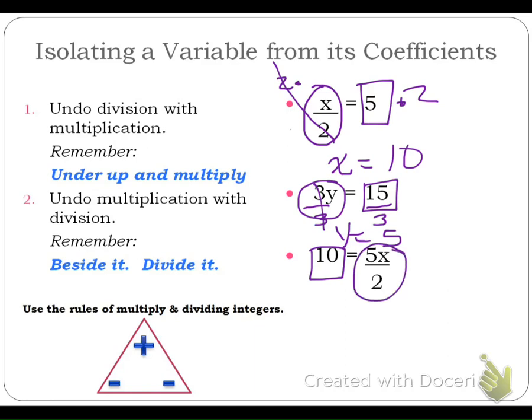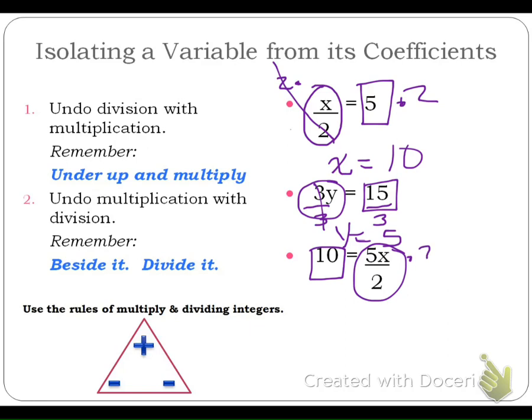5x over 2 is our variable term. Again, nothing to combine, but we do need to isolate our variable from the numbers that are with it. Well, with our variable we have a 5, and we have a 2. Those are the coefficients. So we have 2 coefficients. When you have 2 coefficients beside it or under it, you must take care of the number that's being divided first. So under, up, and multiply, and then beside it divide it.